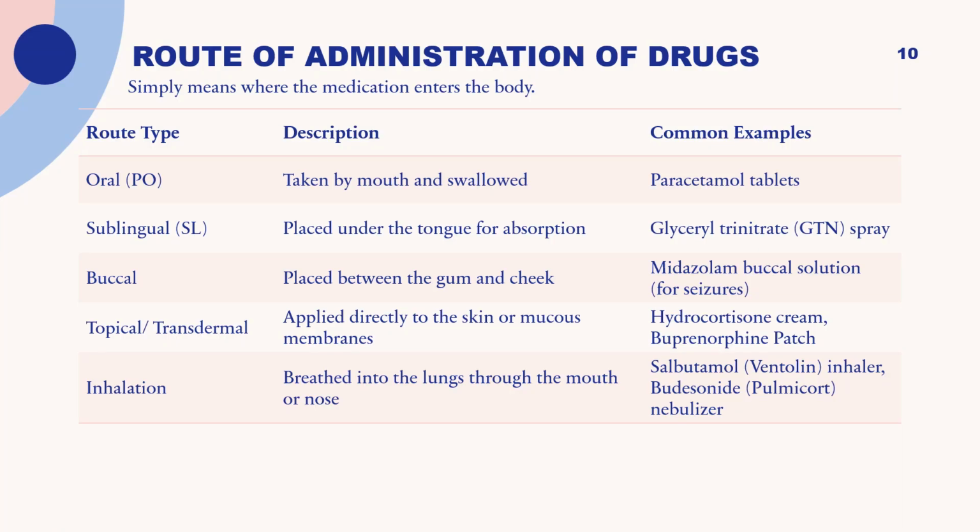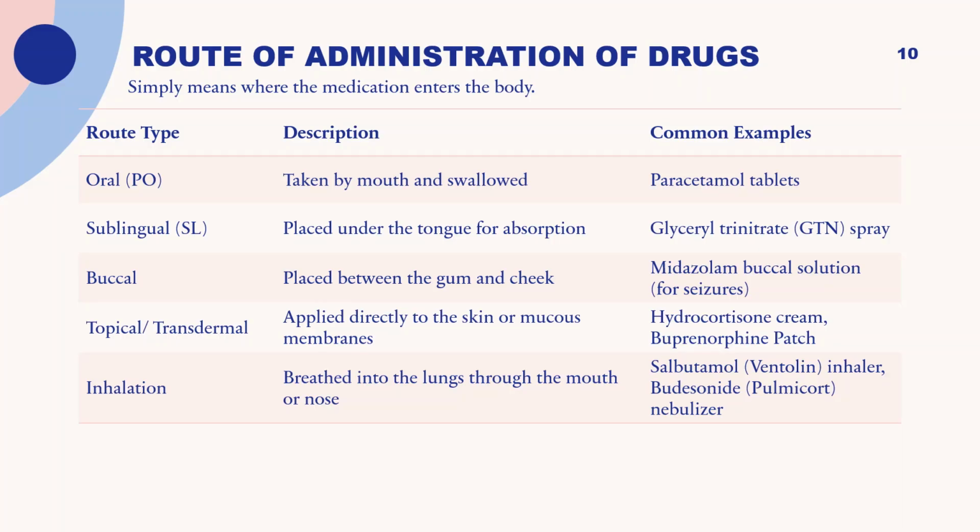So the first and most common one is oral, for which we usually use the abbreviation PO, which stands for per oral. It's taken by mouth and swallowed. There are different routes according to how we take the medication. It's specified here as swallowed, and you will realize why later. A common example is paracetamol tablet.